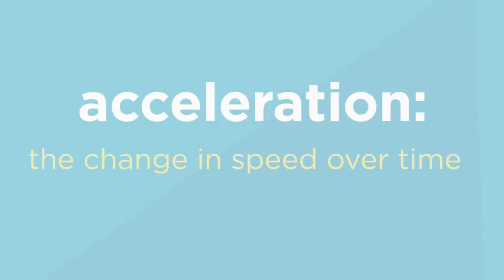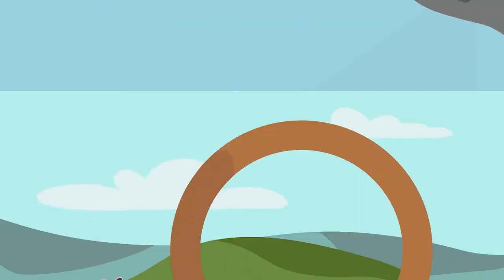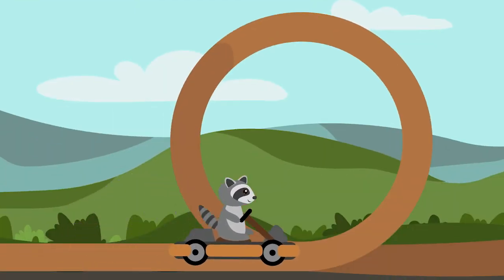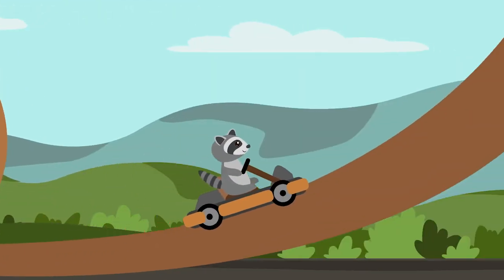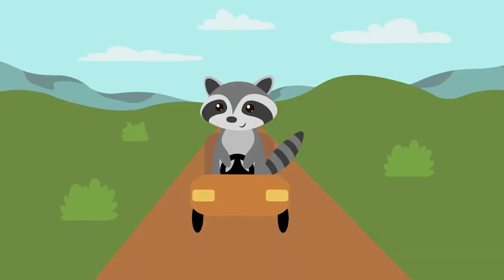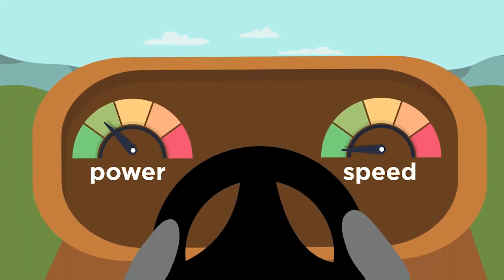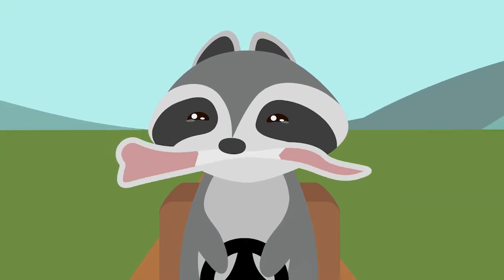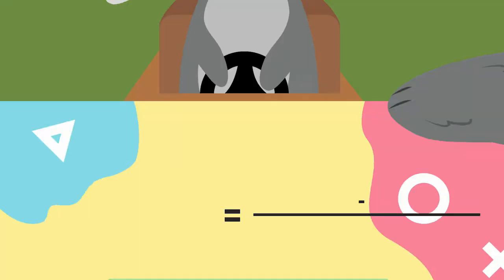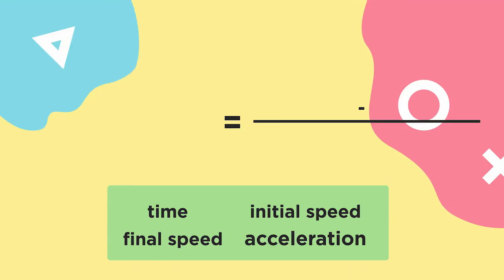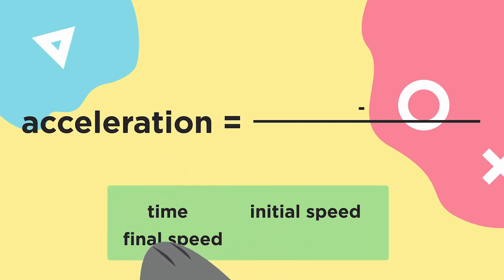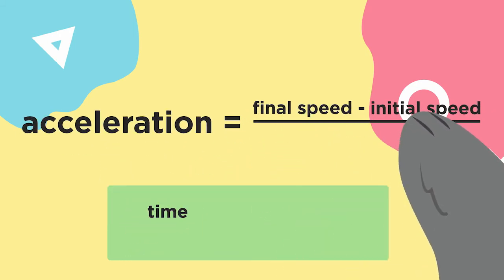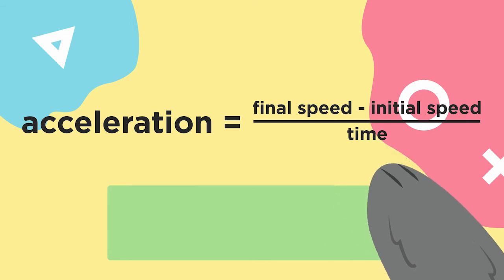Acceleration is the change in speed over time. In simple terms, acceleration refers to speeding up and slowing down. Think about when a car first starts. As the engine gains power, the car goes from traveling a few miles per hour to upwards of 40 or 50 miles per hour. This change in speed is acceleration. You can use this equation to calculate acceleration. Acceleration equals final speed minus initial speed divided by time.